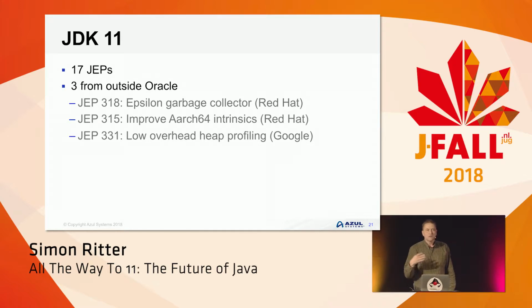Another one from Red Hat was improving intrinsics for the ARM64 architecture, so they've contributed some more code there. And interestingly, Google contributed a JEP to JDK 11, which was for low overhead heap profiling.